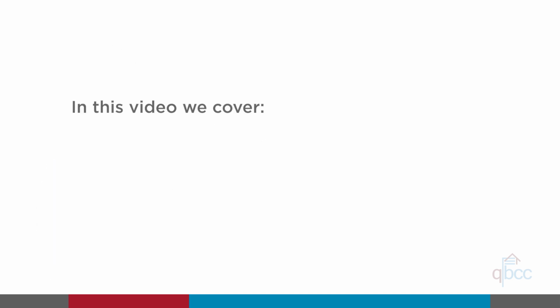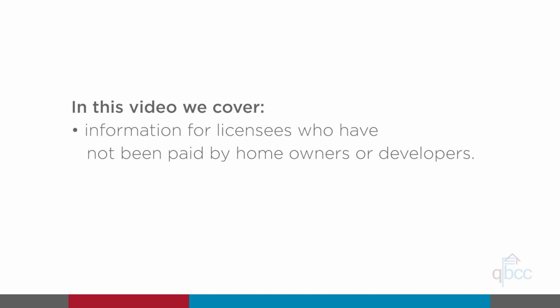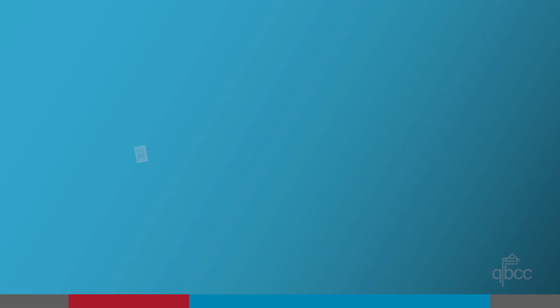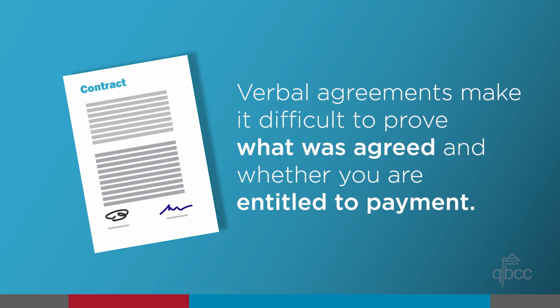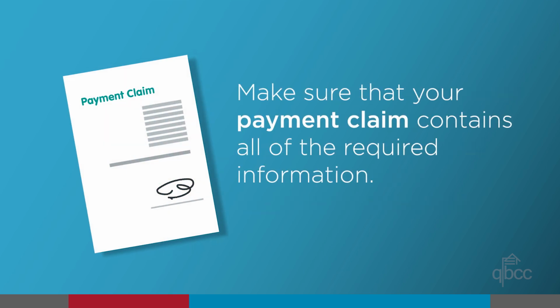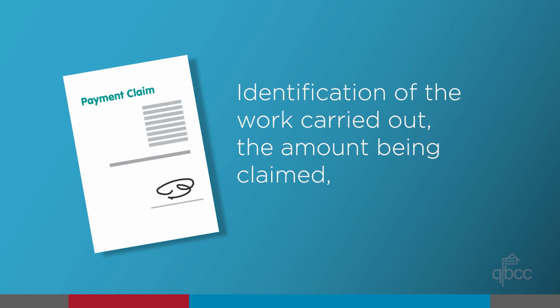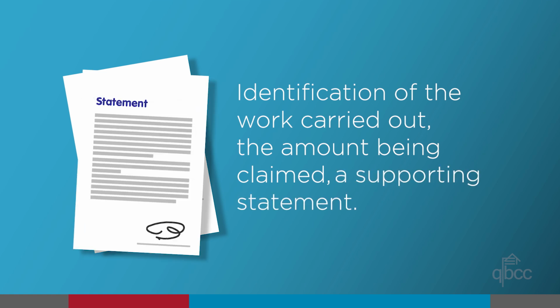In this video, we'll cover information for licensees who have not been paid by homeowners or developers. First off, it's really important to make sure you're covered by a written contract, as verbal agreements make it really difficult to prove what was agreed to and whether you're entitled to payment. You also need to make sure that your payment claim contains all of the required information, such as identification of the work carried out, the amount being claimed, and in some circumstances, a supporting statement.